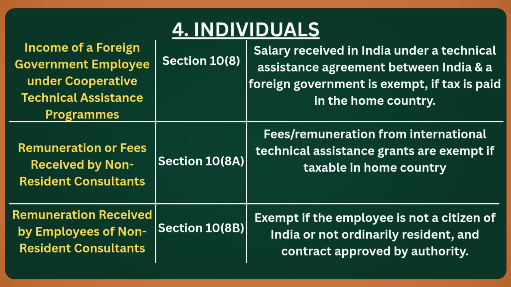Let's understand some exempt incomes under Section 10 of the Income Tax Act, which apply to individuals. First, foreign government employees, under Section 10, subsection 8. If a foreign government employee works in India under a technical assistance program between India and that foreign government, their salary is fully exempt from tax in India. However, this exemption applies only if they are paying tax on that income in their own country.